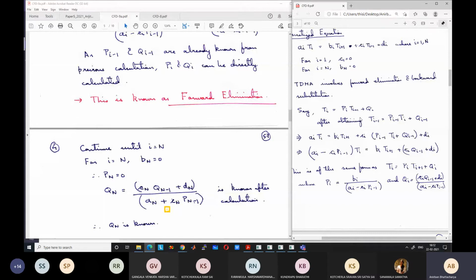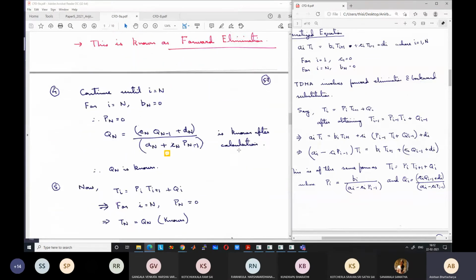So replacing in this equation, what do you get? For i equal to n, Tn is equal to 0 plus Qn. So what is the value of Tn? It is Qn, and Qn we have already calculated. So now we know the value of Tn. For i equal to n, Pn equal to 0, and replacing in this equation, Tn equals 0 plus Qn. So Tn equals Qn. Qn we have already calculated from forward elimination. So now we have also calculated Tn, the last temperature value.